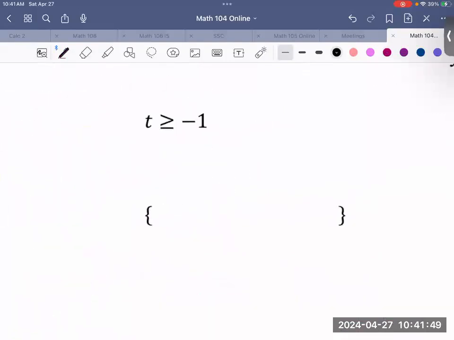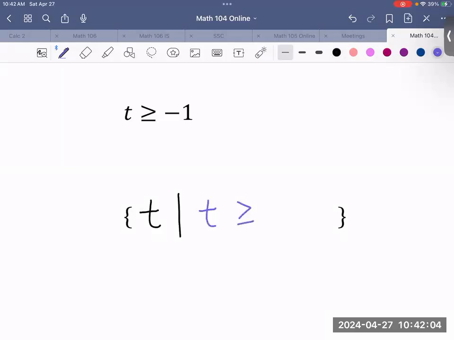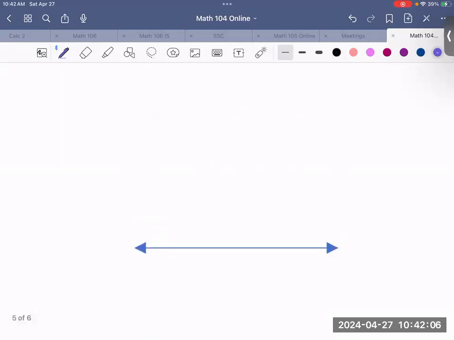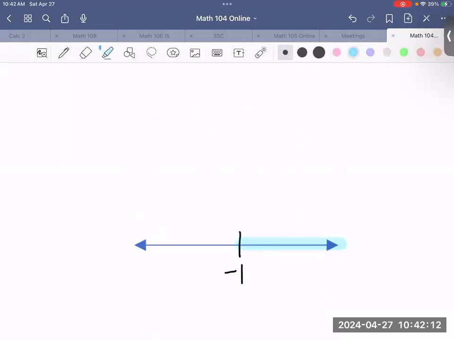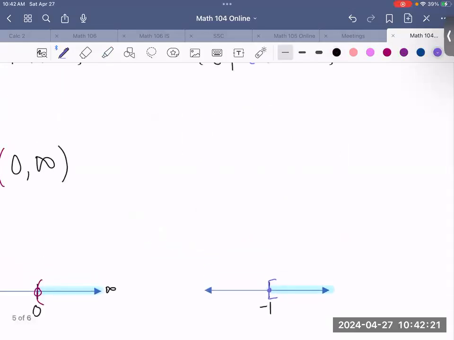One more time. T is greater than or equal to -1. So now we need to say T is a number such that T is greater than or equal to -1. So on your graph, we have -1. We're looking at the values that are greater than -1, and we are greater than or equal to, so we're starting our values at -1. So you have a bracket, -1, and to infinity. And there you go.